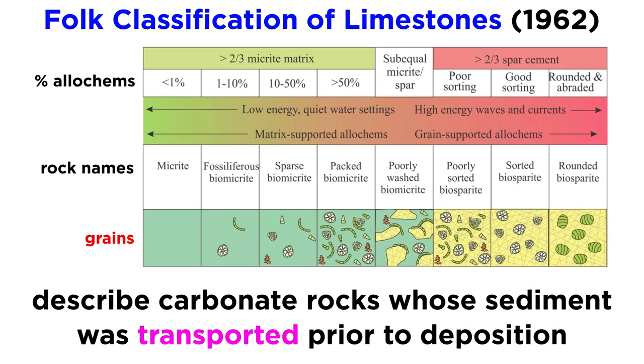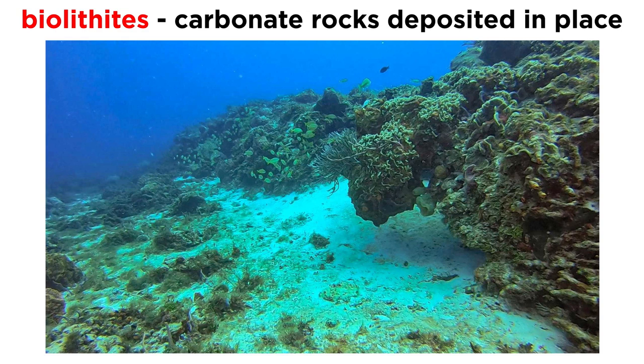These terms are all used to describe carbonate rocks whose sediment was transported prior to deposition. These transported grains are called allochems. Sometimes carbonate rocks are deposited in place, as is the case for coral reefs. They are classified as biolithites.